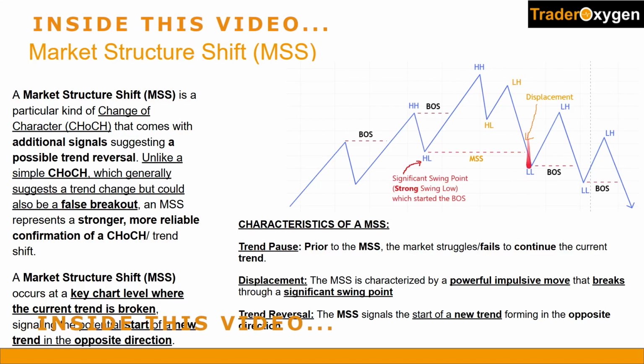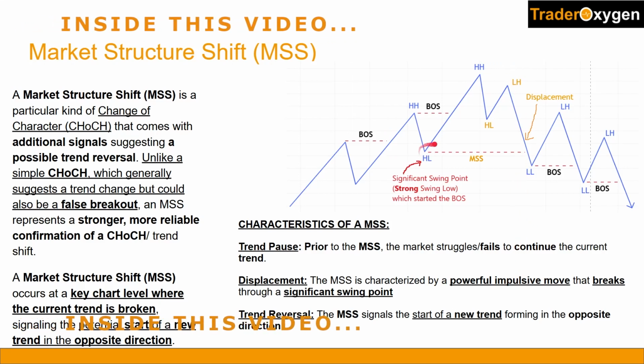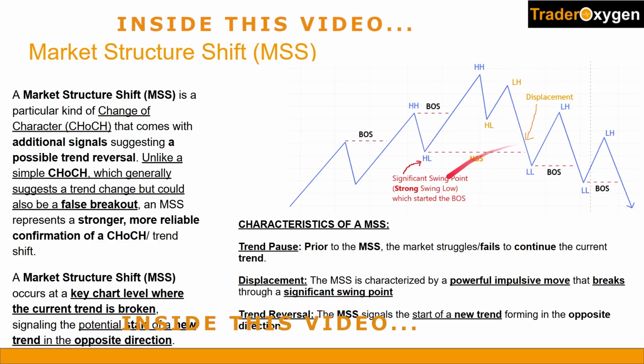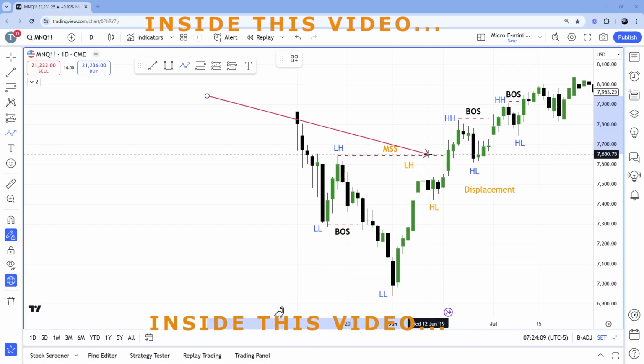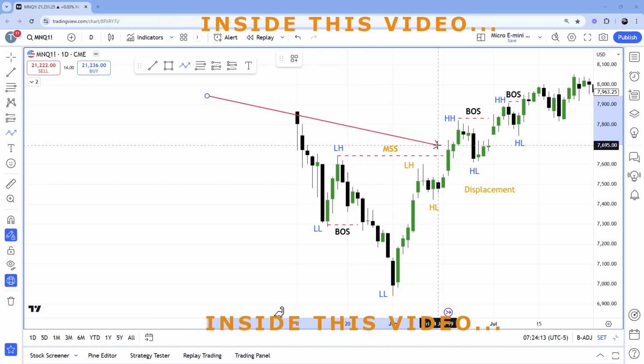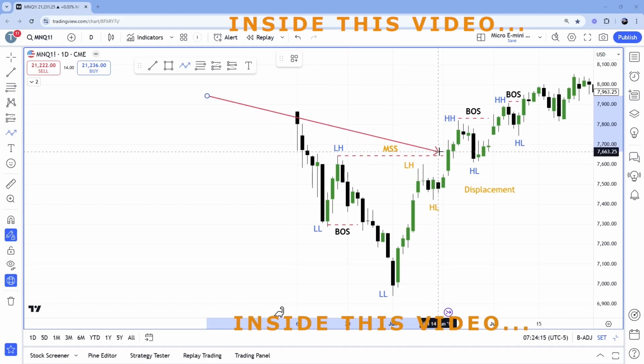Impulsive move going down, breaking this significant swing low. That displacement is important. Significant lower high is broken towards north with the displacement. So that makes the market structure shift.